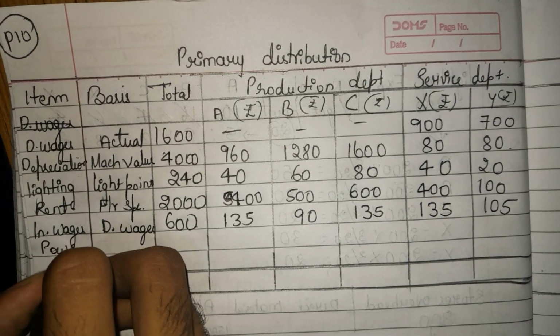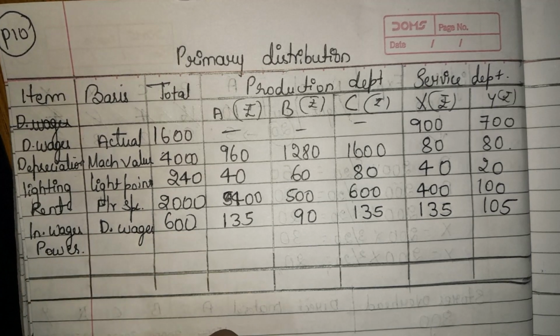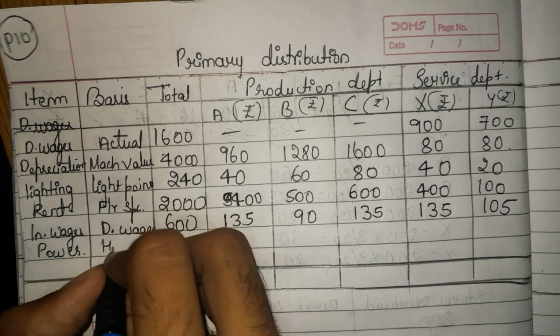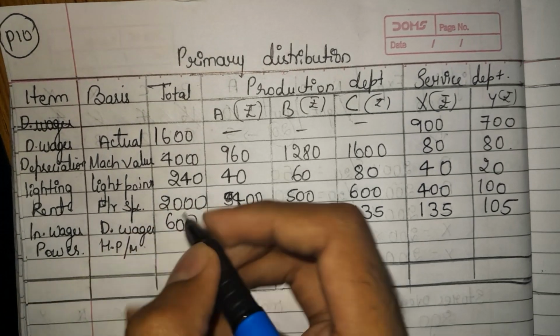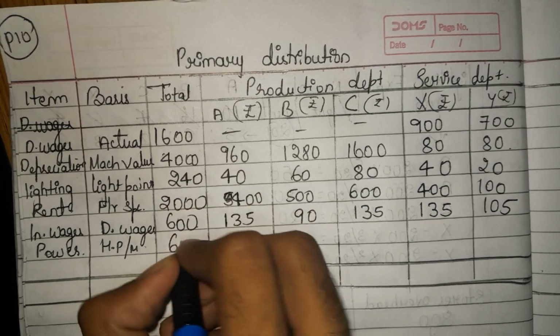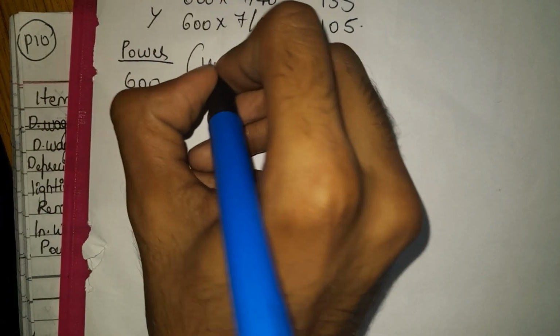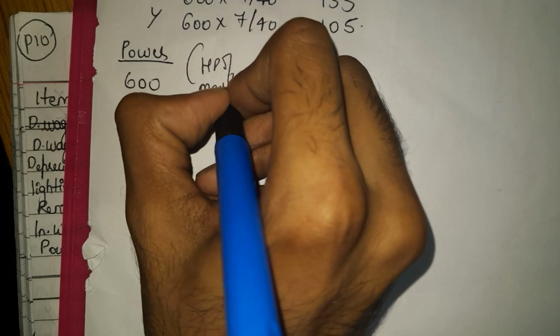Next expenses we are having, that is power. So power will be based on the horsepower of machines. So horsepower of machines, we will distribute the power. Total power is 600. So now we need to proportionate this. So the power expenses is total 600. This will be based on horsepower of machines.